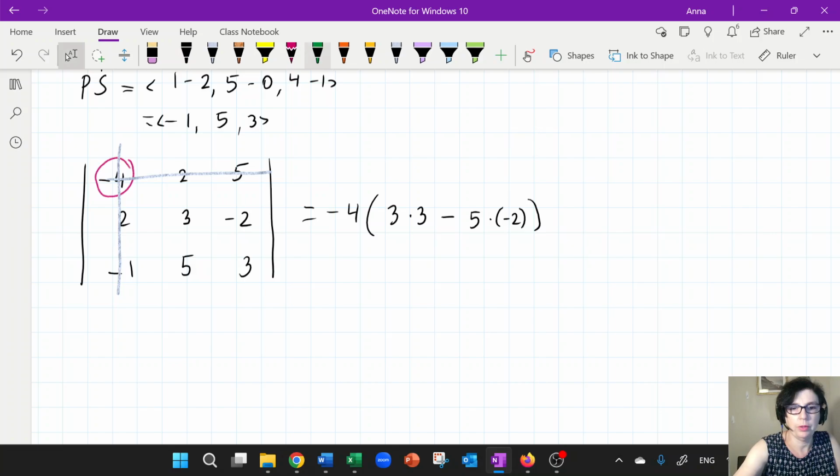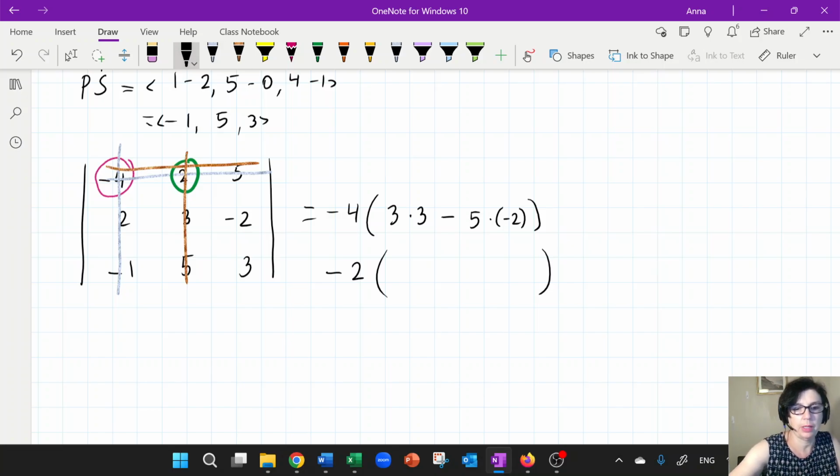Then we move on to this one right here. That always comes with a minus. So that would be -2. And also we cross out the row and the column where that one is and compute the corresponding determinant. So that's 2 times 3, subtract -1 times -2.